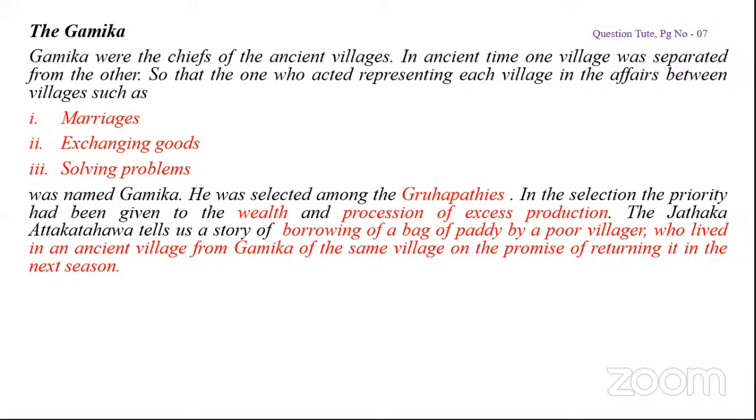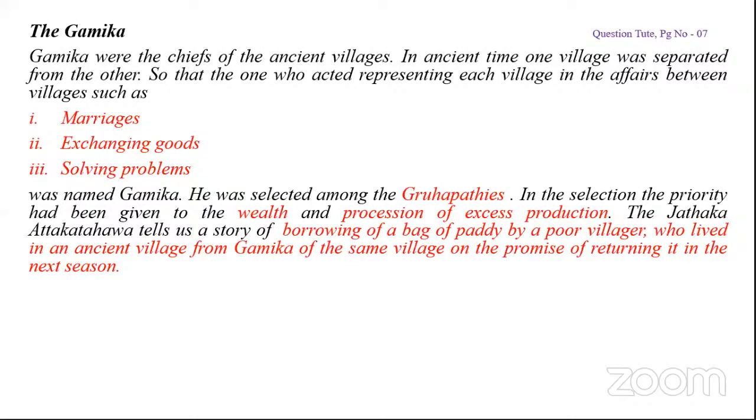So he was named Gamika. He was selected among the Gurupattis. In the selection, the priority had been given to the wealth and possession of excess production, not possession, actually possession. So the person who possessed the excess production only became the Gamika.